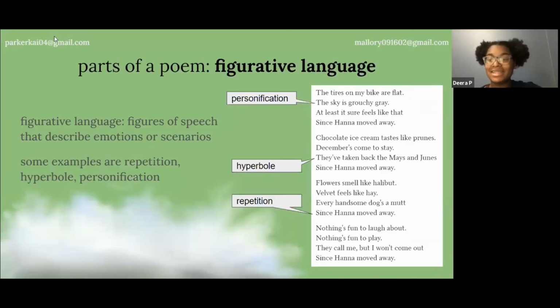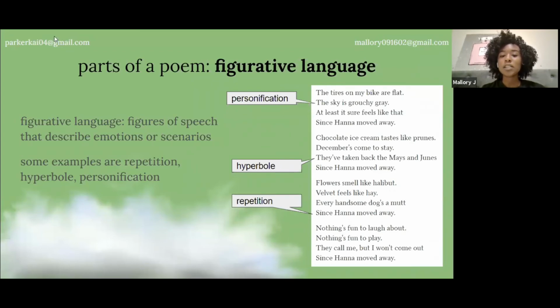Okay, and last. The last part of a poem: figurative language. Figurative language are figures of speech that describe emotion or scenarios. Some examples are repetition, hyperbole, and personification. Within a whole poem, you can mix tons of different types of figurative language to convey what you're trying to say. So we're going to talk about three types: personification, hyperbole, and repetition.